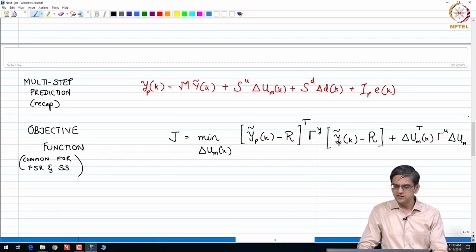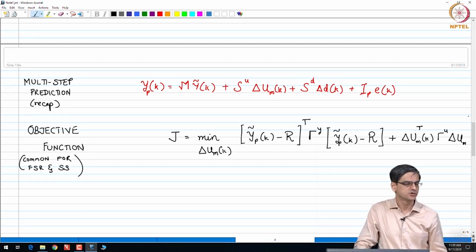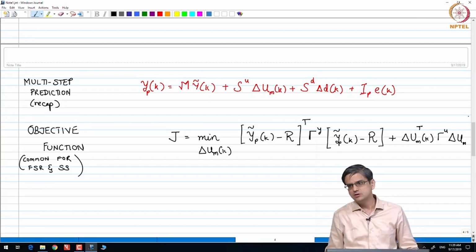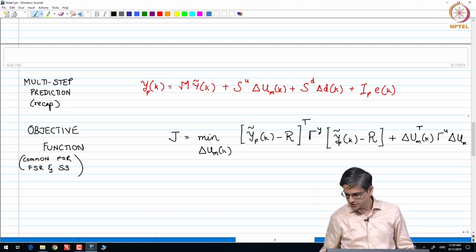Some of you may see this written as r minus y tilde p, exactly the same. A minus b squared is the same as b minus a squared. There is no negative sign here or there either. Just because I used yp minus r, I have kept yp minus r.